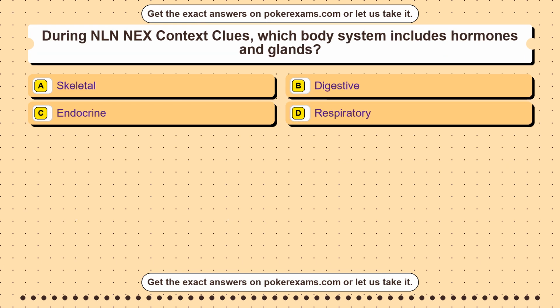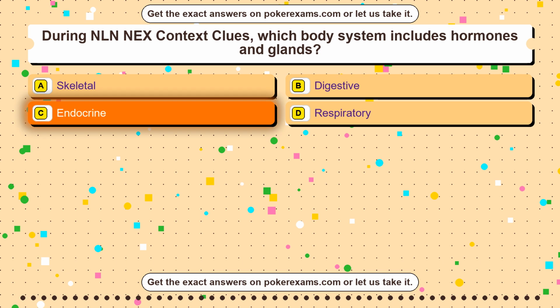Question 31. During NLN NEX Context Clues, which body system includes hormones and glands? Option A, skeletal. Option B, digestive. Option C, endocrine. Option D, respiratory. The correct answer is option C, endocrine.